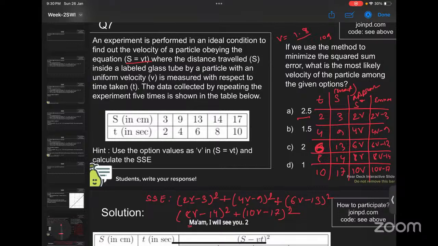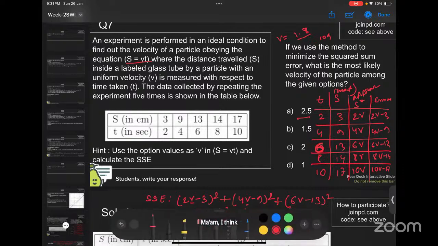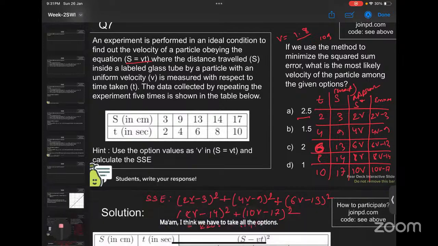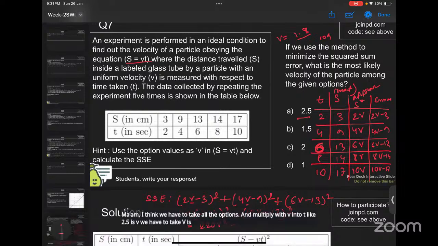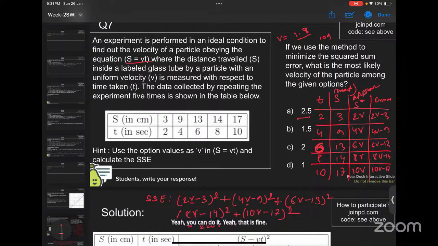220 V square, minus 804 V. I think we have to take all the options and multiply with V into T, like V is 2.5. Yeah, you can do it. And that is fine, but in order to do it, you have to do the whole procedure 4 times. This will take a long time. So, time taking. Yes, ma'am.